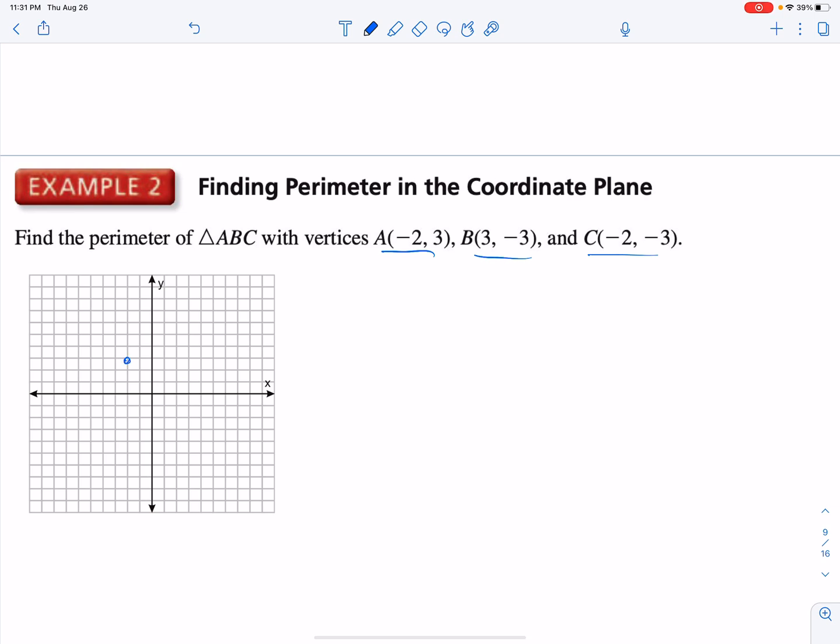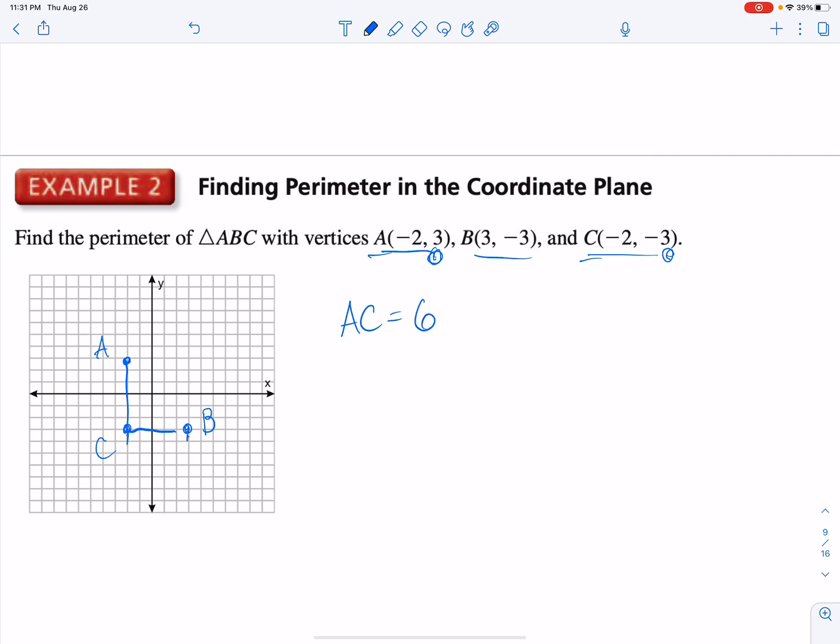So at -2, 3, we have point A. At 3, -3, we have point B. And then at -2, -3, we have point C. So as you can see here, if I draw my figure, I don't need to do the distance formula. So from A to C, I should be able to count. And as you can see, the X's are the same. So I can just look at the Y's and I can see that AC's segment length is 6 units.